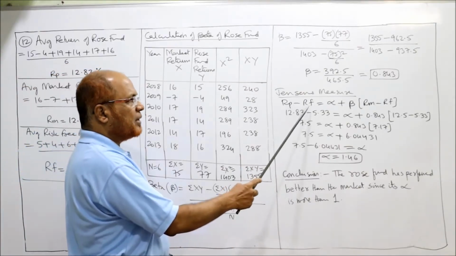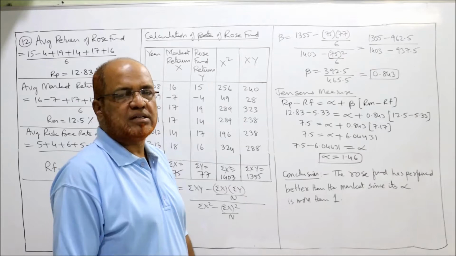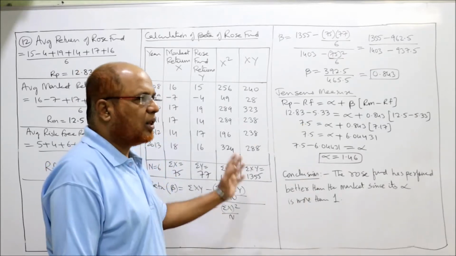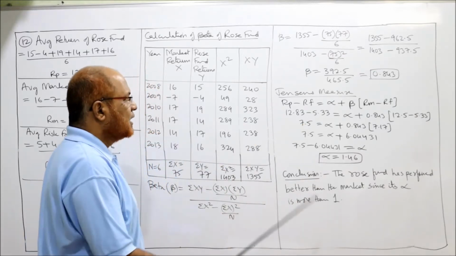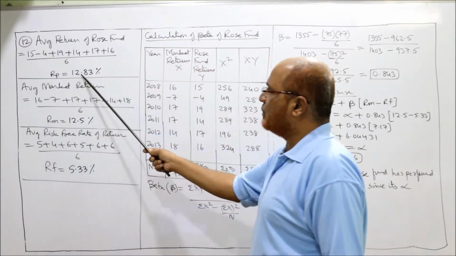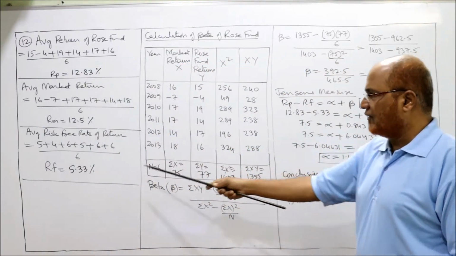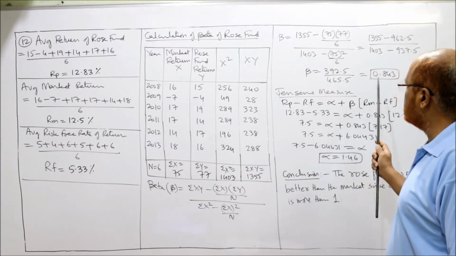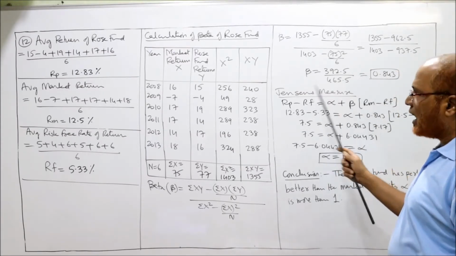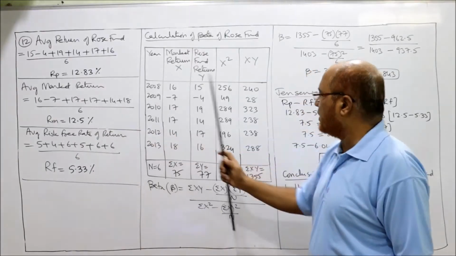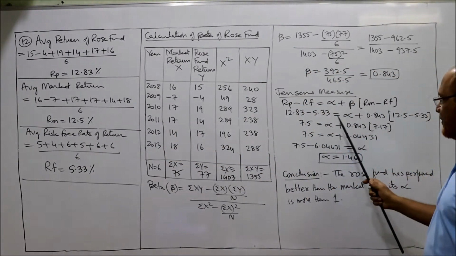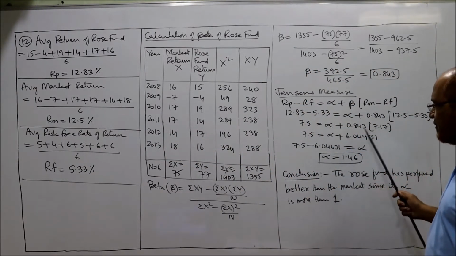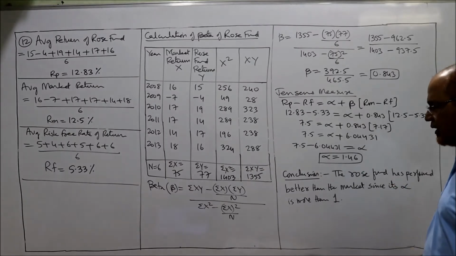Now Jensen's measure. Jensen's measure is RP minus RF is equal to alpha plus beta into RM minus RF. All the values we have already calculated. RP is 12.83, RF is 5.33, alpha we have to find out, beta value is 0.843, RM is 12.5, and RF is 5.33. Now simplify, and we get the value of alpha as 1.46.